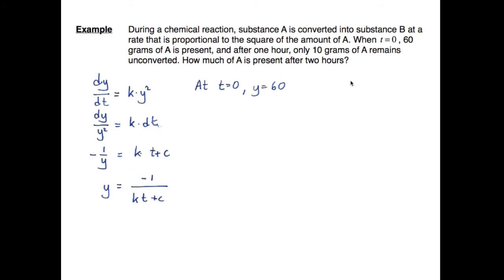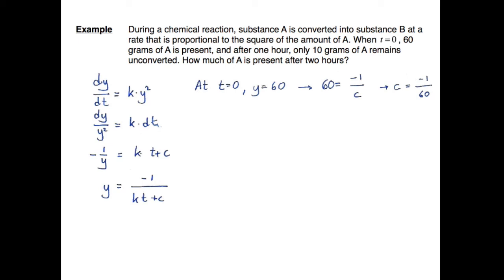Well, it's fine because we have two pieces of information. We know that when t equals 0, y equals 60. We also know that when t equals 1, y equals 10. Usually when we have two pieces of information, it's enough to find two unknowns. At t equals 0, y equals 60. Let's plug these numbers in. Since t equals 0, this whole thing disappears, so 60 equals negative 1 over c, and therefore c equals negative 1 over 60.